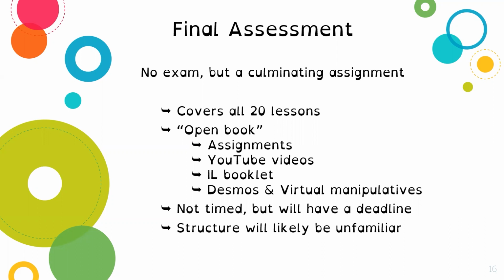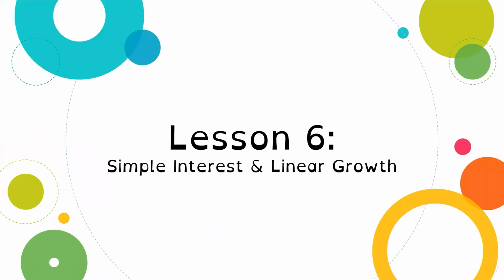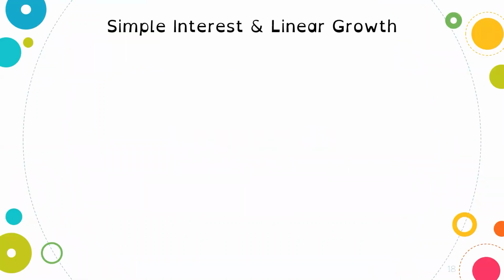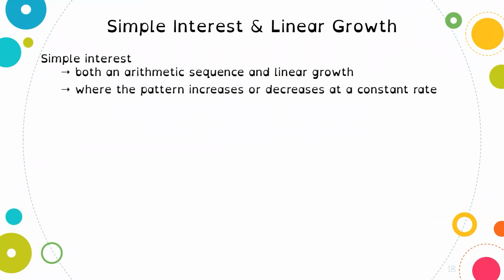All right, so let's dive into Unit 2 and remember what Unit 2 was about, and then do some practice to review. So Lesson 6 is simple interest and linear growth. Simple interest is one representation of linear growth. So it's an arithmetic sequence.